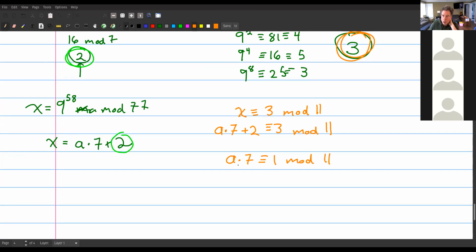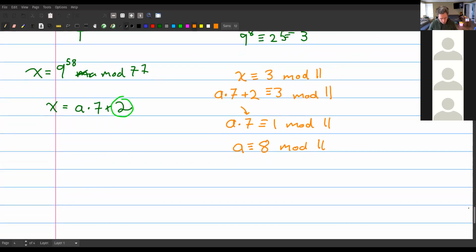Now I need to multiply both sides by the inverse of 7 mod 11, and that turns out to be 8. So a is congruent to 8 mod 11. Okay, so now in this original equation, I'll just put 8 in for this a. And then I get x is equal to 8 times 7 plus 2, which is 58.